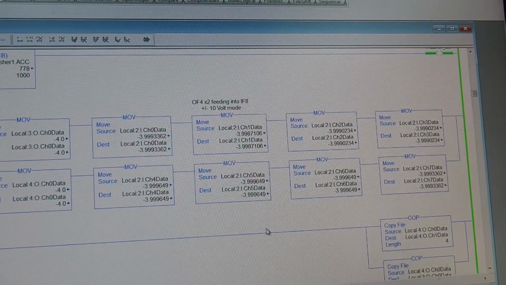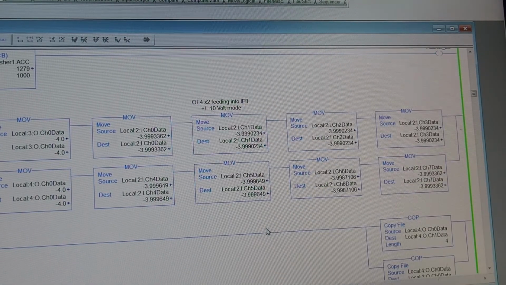That's all there is to doing these things for testing, but you can use that same sort of logic that you see here for doing something in your process.